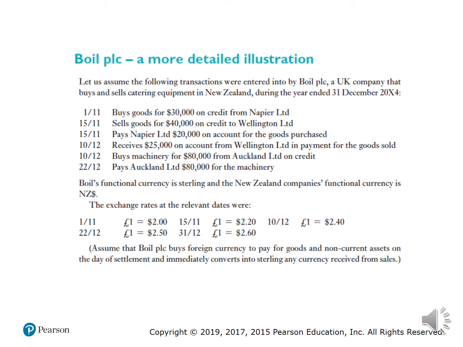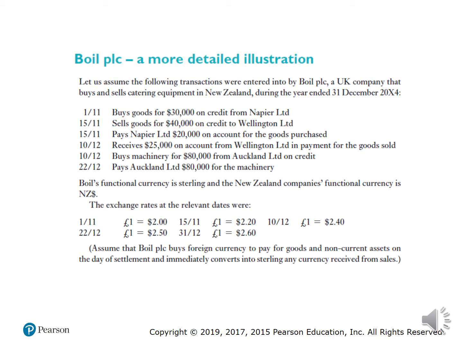Let's see an example. How the transaction is being recorded in the books of accounts, how the figures are being converted to the presentation currency or local currency of the reporting entity, and how the gains and losses of the foreign currency transaction are being recognized in the books of accounts. Let's assume the following transactions were entered into by Boyle PLC, a UK company that buys and sells catering equipment in New Zealand during the year ended 31st of December 2014.